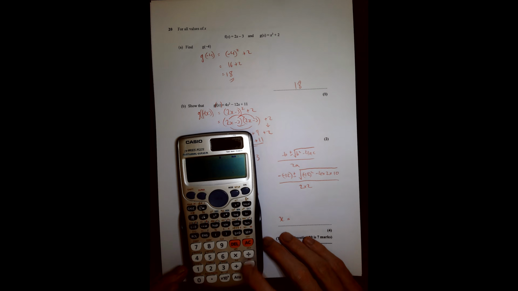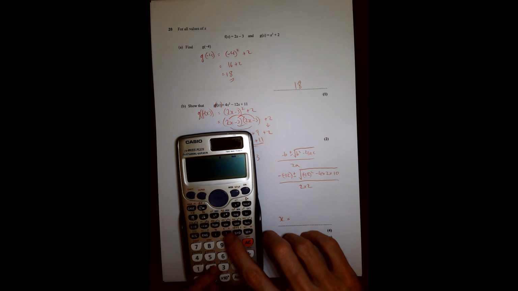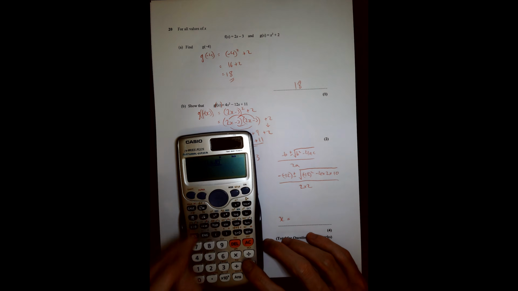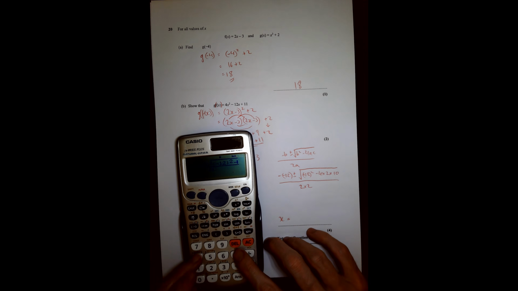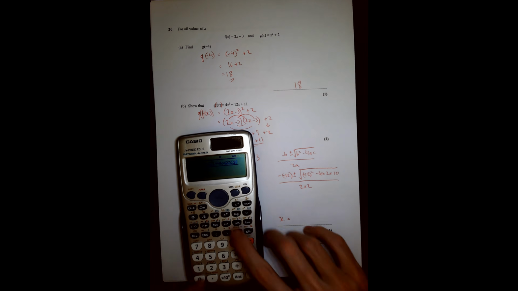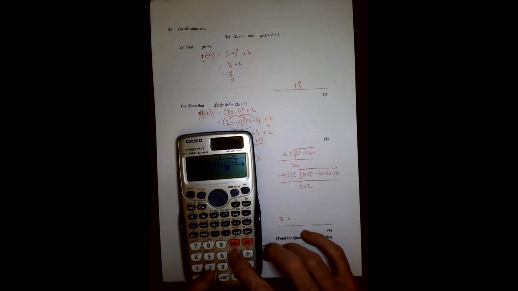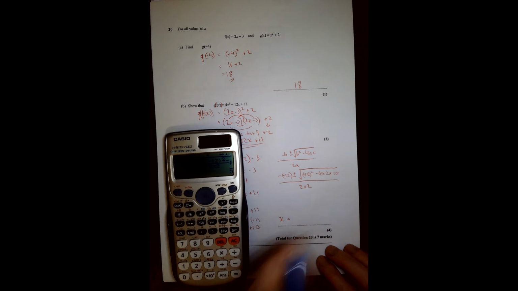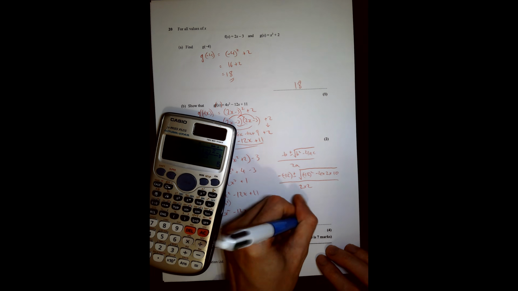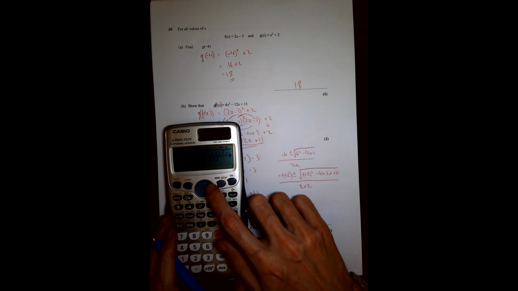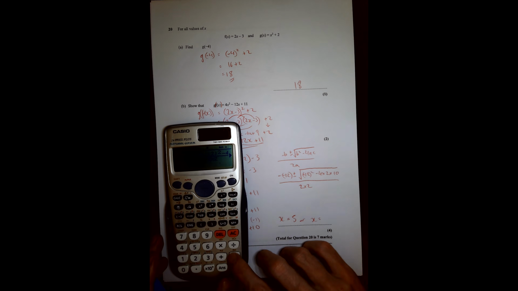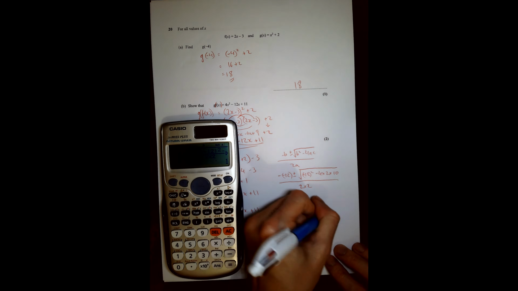Fraction button first. Negative, brackets, negative 12, plus square root of brackets, negative 12 squared, subtract 4 times 2 times 10, down 2 times 2. So x is 5, or x is equal to, now go and change this plus to a minus, 1. x is 5 or x is 1. And that's it for question 20.